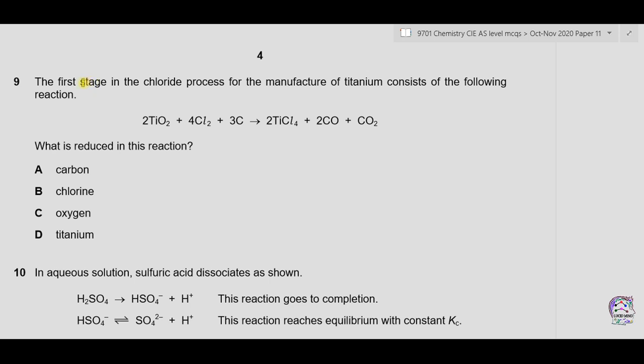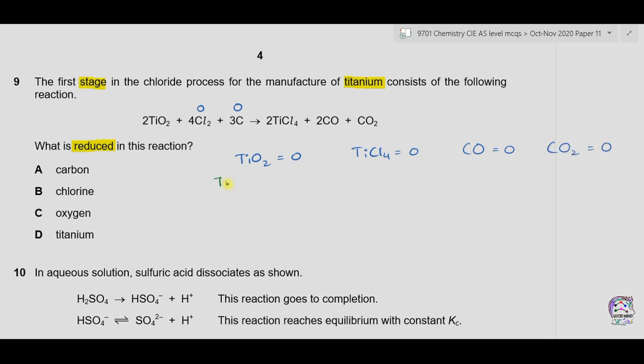Question number 9. The first stage in the chloride process for the manufacture of titanium consists of the following reaction. What is reduced in this reaction? Let's find the oxidation states. The chlorine is in molecular form, so the oxidation state is 0. Similarly, carbon is in element form, so the oxidation state is also 0. For the others we can find: for TiO2 the overall charge is 0, for TiCl4 the charge is 0, for CO the charge is 0, for CO2 the charge is also 0.